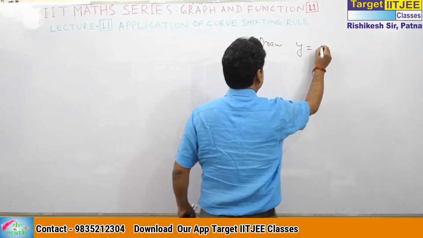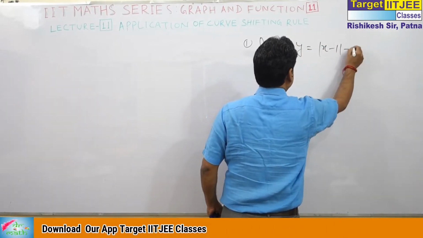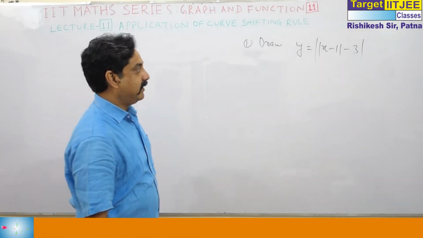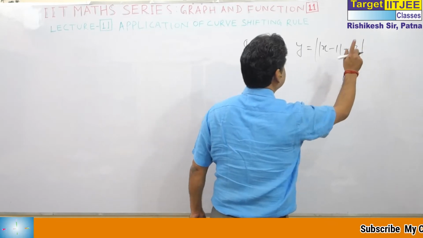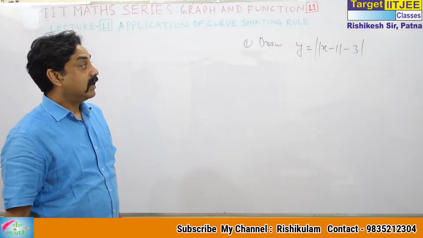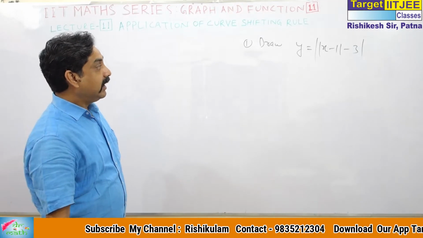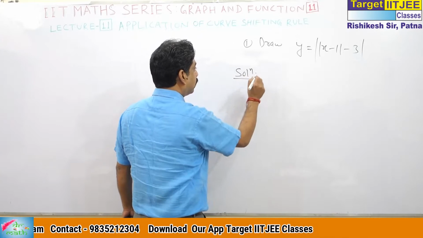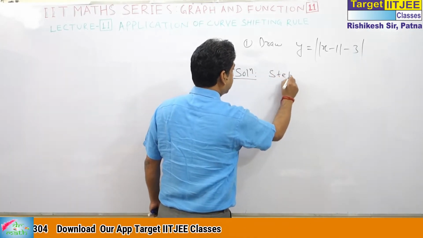y is equal to modulus of x minus 1, minus 3. In the previous class I did modulus of x minus 1, minus 1. Now I have changed the data: modulus of x minus 1, minus 3. How do we do it? See, how to use curve shifting is important. What are the steps? Steps are important.